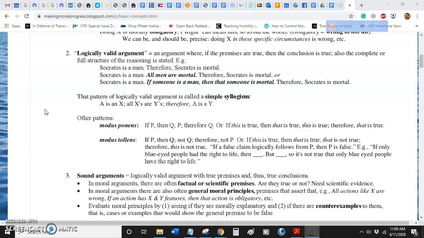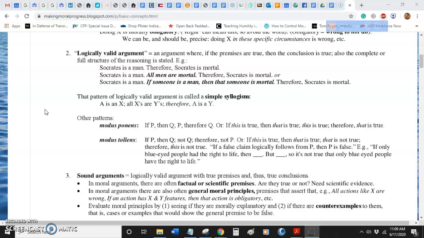Logically valid means the premises lead to the conclusion. It means if the premises are true, then the conclusion is true. Why is that? Because the premises lead to the conclusion. We want our arguments to be logically valid, and we also want it to be obvious that they're logically valid. So let me give you an example.